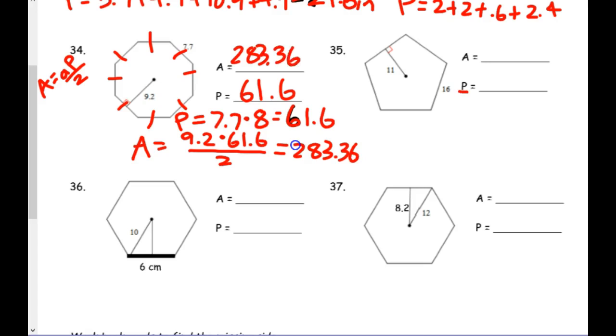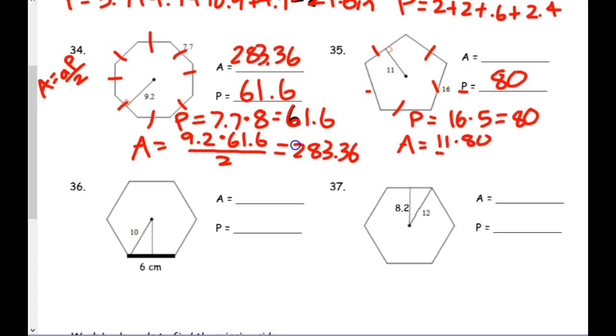Number 35, again, we'll start with perimeter. We got 16 times 5, which is 80 units. And then our area is going to be apothem, which is 11, times 80 divided by 2. Okay, that should give us 440 units squared.